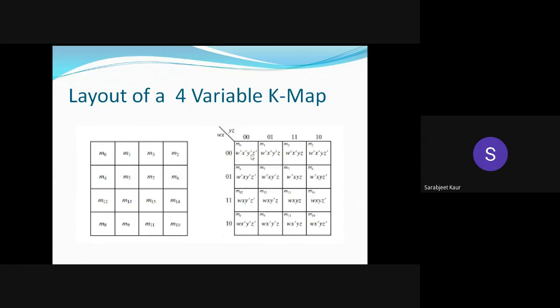Okay. Right. This is how we list the terms. Why so? Because this is how we solve it. So you need to memorize this. You need to memorize these numbers. So what you will have is eventually, please see, 0000 here means W dash X dash Y dash Z dash.